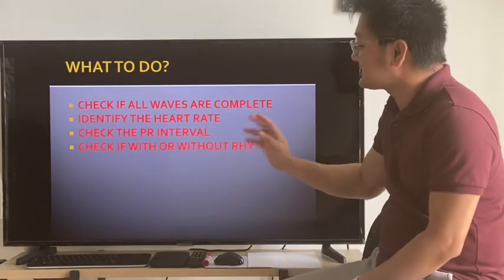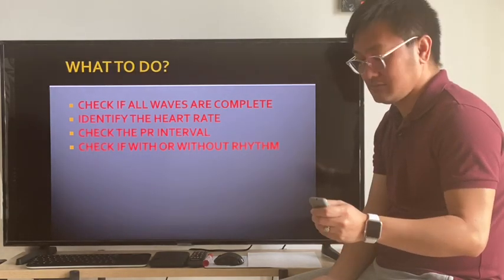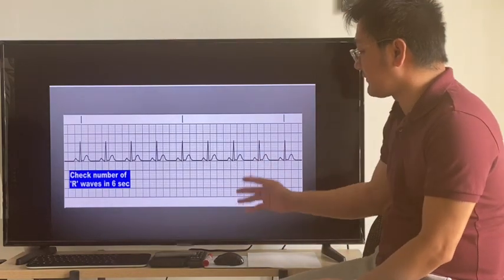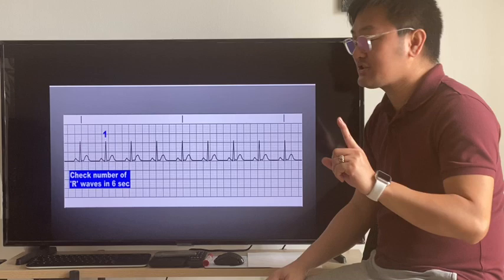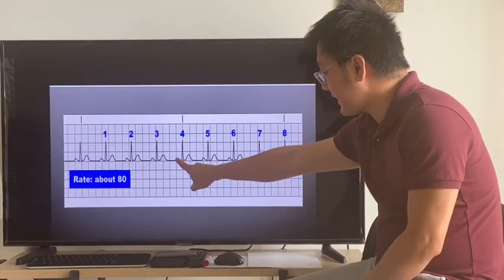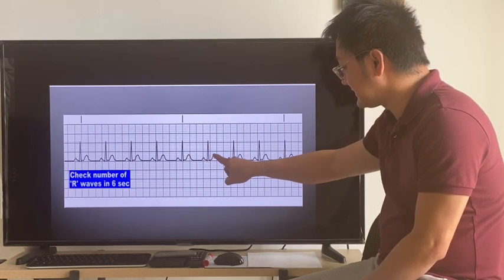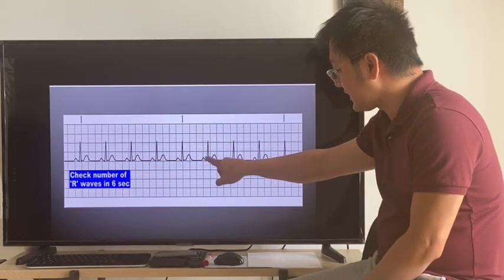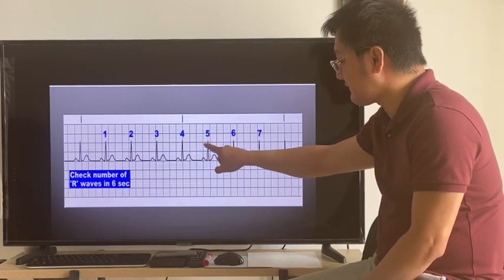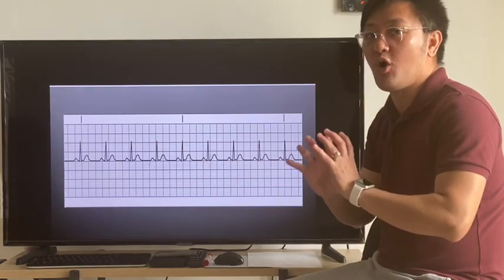So let's start. Now let's say you have this strip in front of you. The first thing to do, I said, is to check the completeness of the waves. So let's identify the waves here. You have the P wave, the QRS complex, and the T wave. P, QRS, T. P, Q, R, S, T. We have one P wave in every QRS. That's normal. We have one T wave after QRS. That's normal. So all waves are complete.